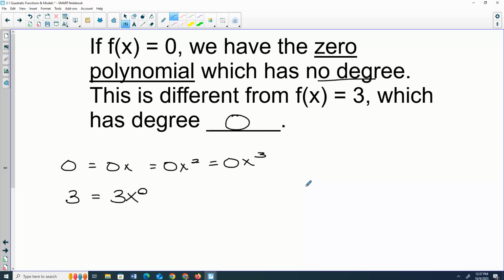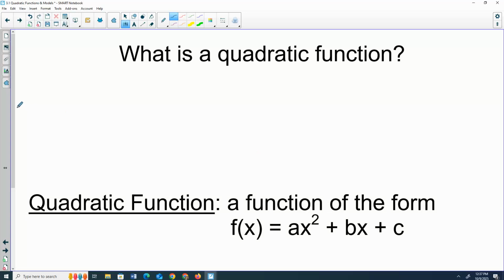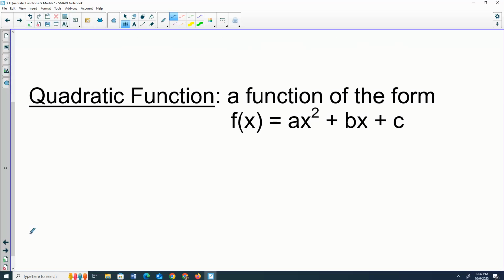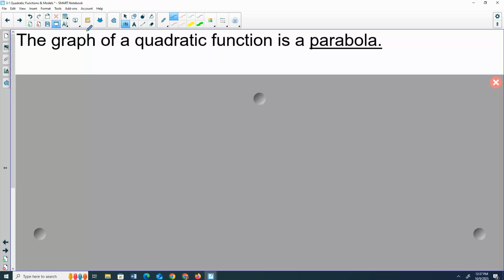Alright, so that's some of the general polynomial stuff. Today we want to specifically talk about a quadratic. What is a quadratic function? Has an x squared as our highest power. So it's anything of the form f of x equals ax squared plus bx plus c. What's the graph of a quadratic equation called? Parabola. And we've already seen that. That was one of our parent functions.